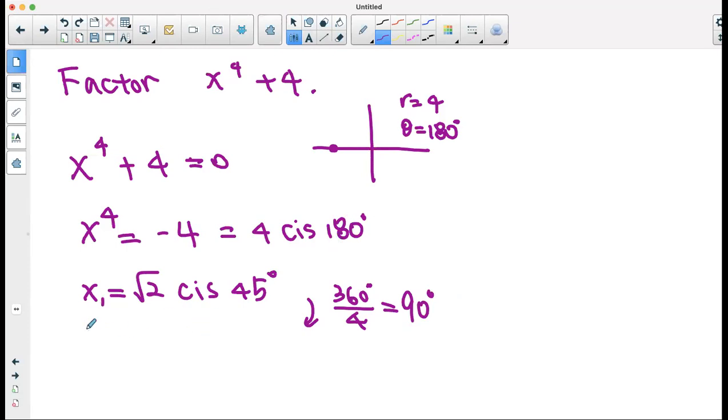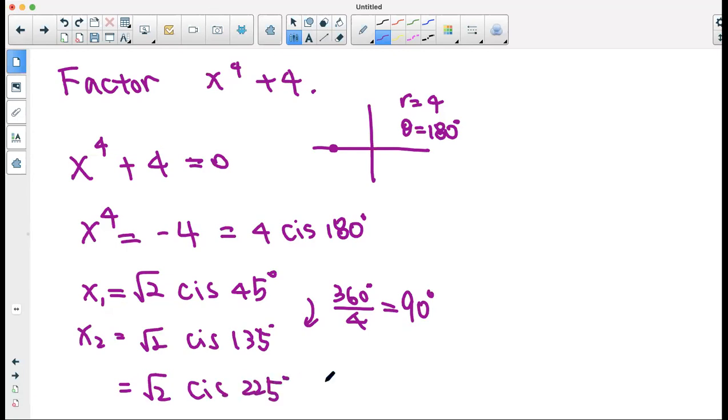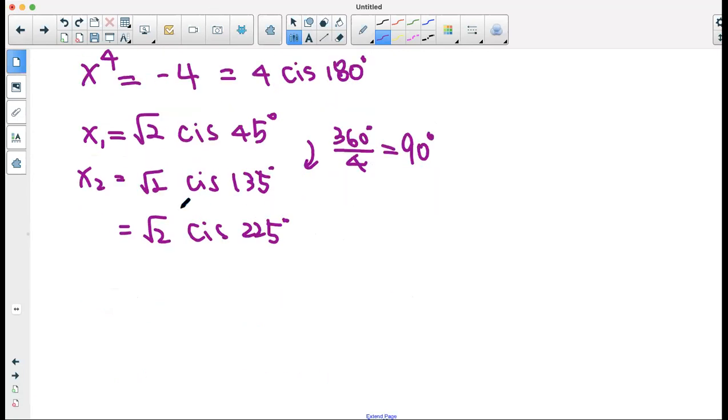So x of 1 is equal to this one, then x of 2 is equal to radical 2 CIS, what? 135 degrees. Next one will be what? Radical 2 CIS, what? 225. And then the last one is what? Radical 2 CIS, what? 315.